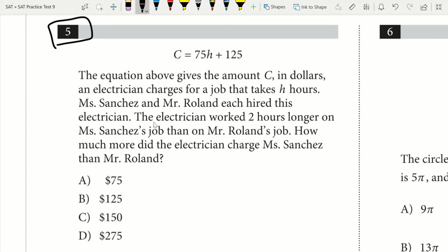Okay, your 30 seconds is now up. All right, so we've got our equation C equals 75H plus 125. We read through, we have the equation gives the amount C in dollars an electrician charges for a job that takes H hours. Ms. Sanchez and Mr. Rollins each hired the electrician.